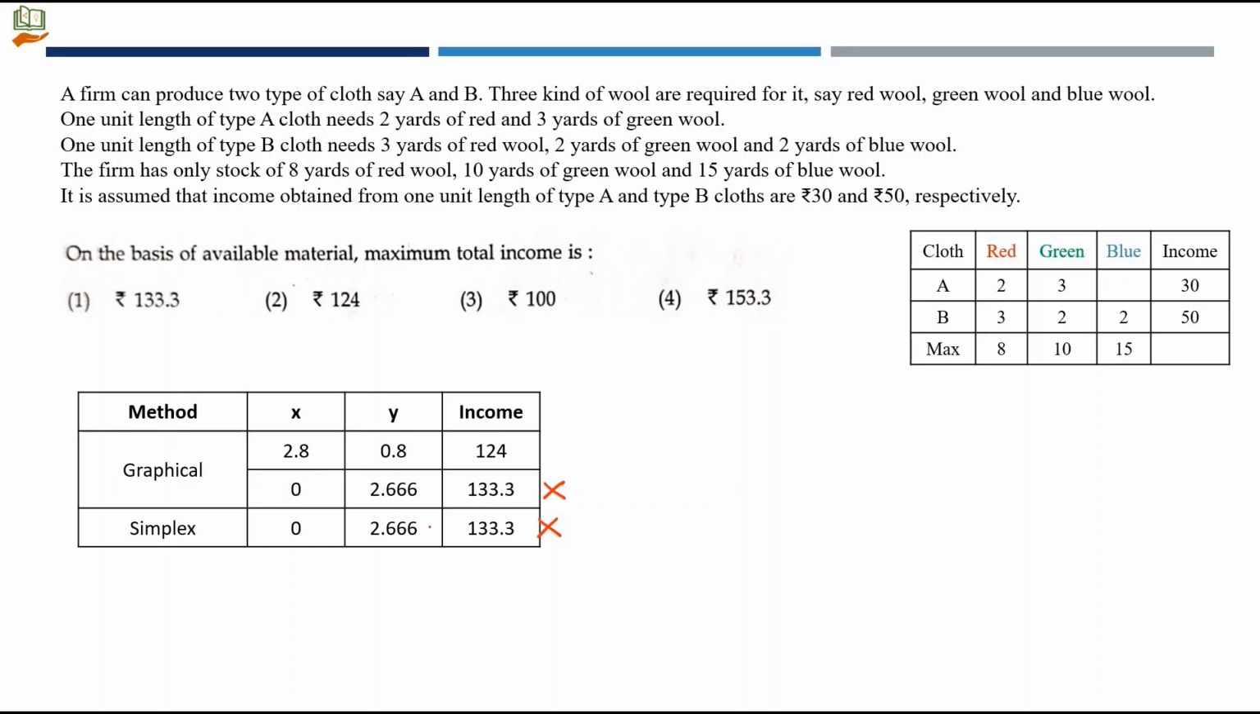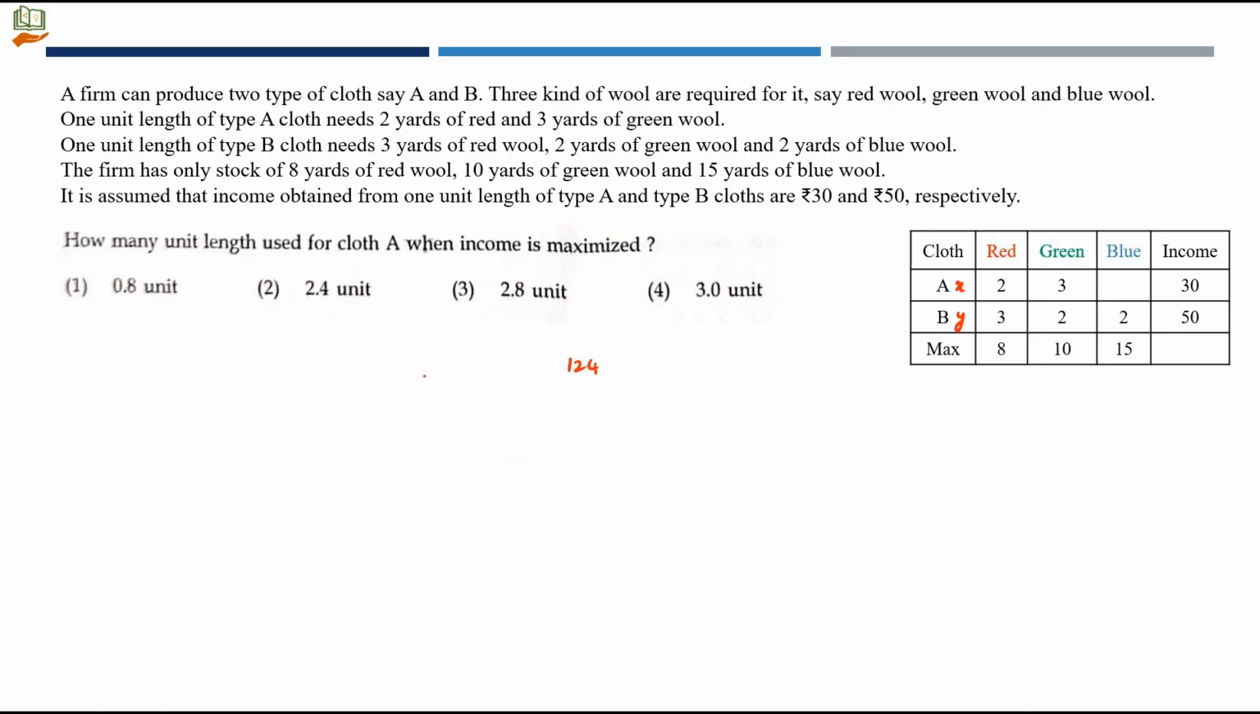You cannot consider this answer. X cannot be 0 when the next question is depending on the x value. So the only option available here will be 2.8 as x value and 0.8 as y value. In that case, what is the maximum income here? 124. On the basis of available material, the maximum total income is 124. Option number 2 will be the right answer.